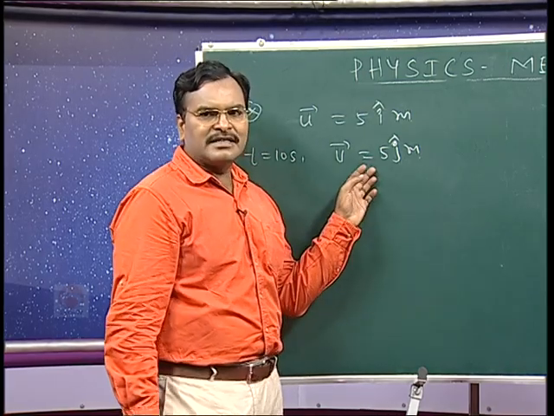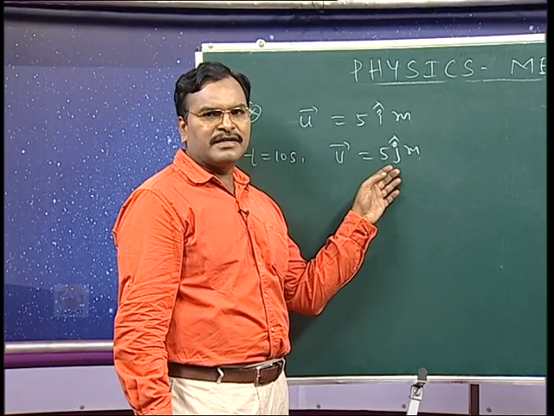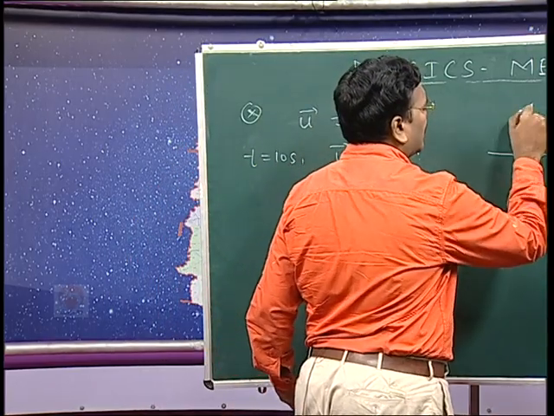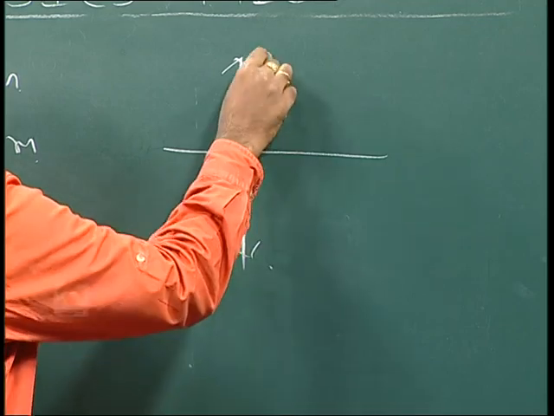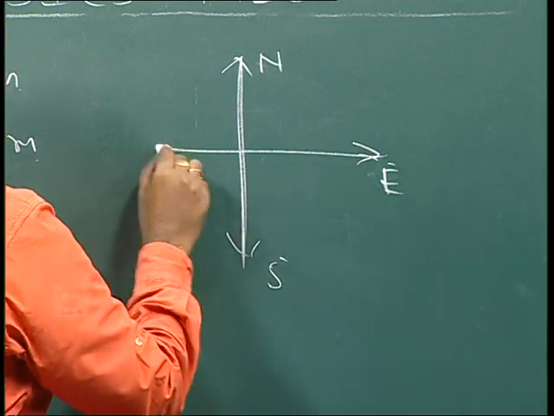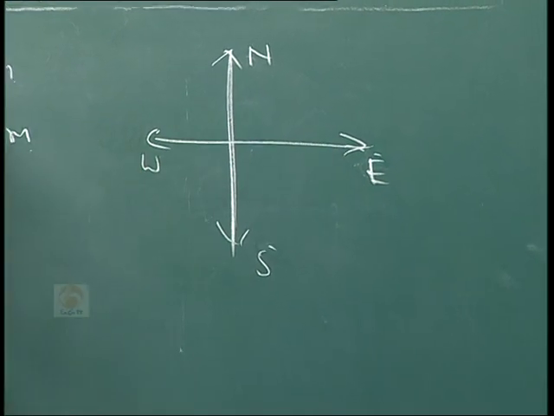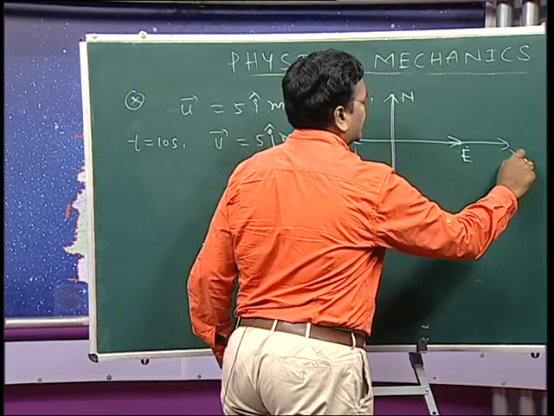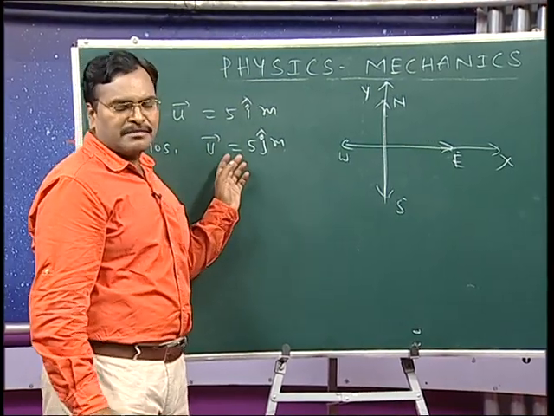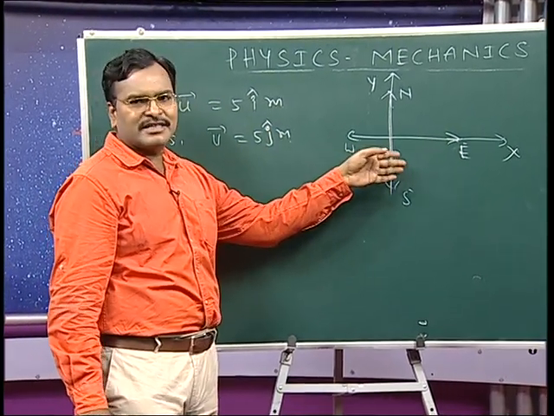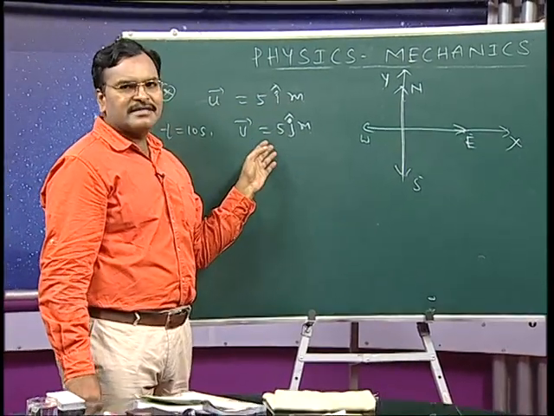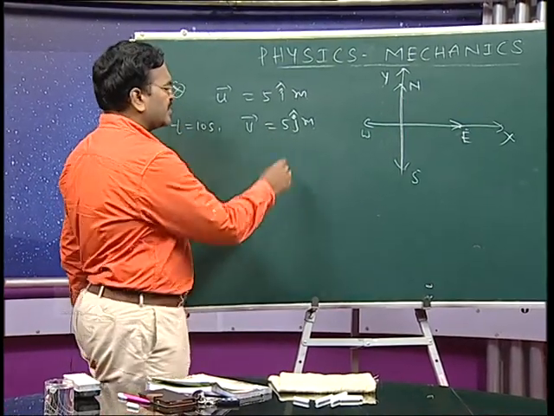So, the same magnitude of velocity. How do we take directions on paper? North to south, east to west, like this. The east direction is taken as the x-axis and the north direction is taken as the y-axis. The particle moves with a velocity 5 meter per second along the east direction, so we write 5 i cap. And in 10 seconds, it moves with the same velocity but in the north direction.